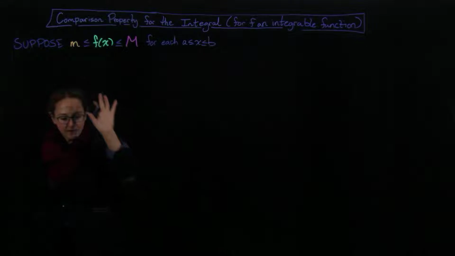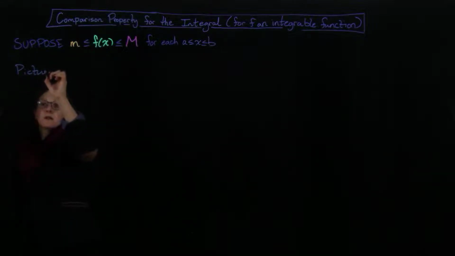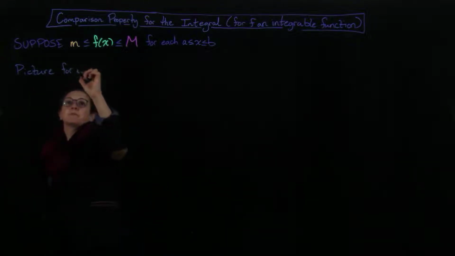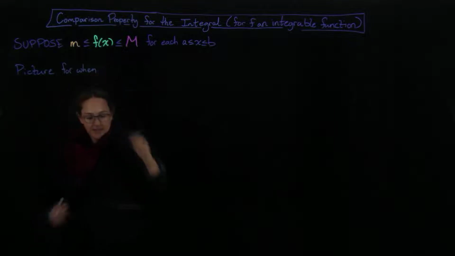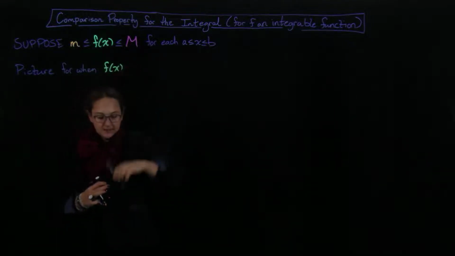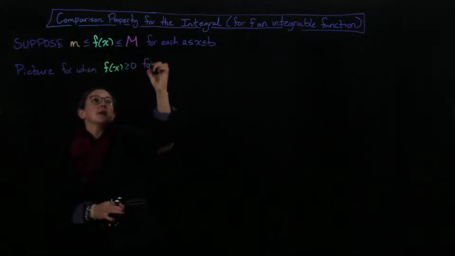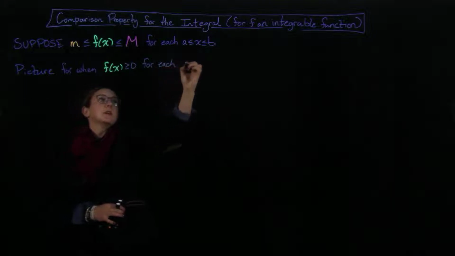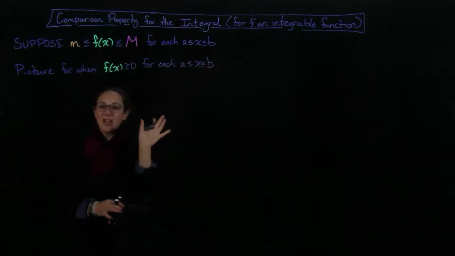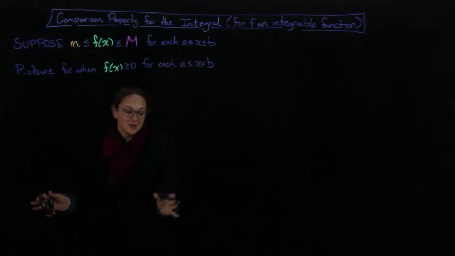Okay, now let's look at this picture of what occurs. This picture is going to be for when f of x is greater than or equal to 0, again, for each a less than or equal to x less than or equal to b. So for each x that's in that interval, this function is always greater than or equal to 0.